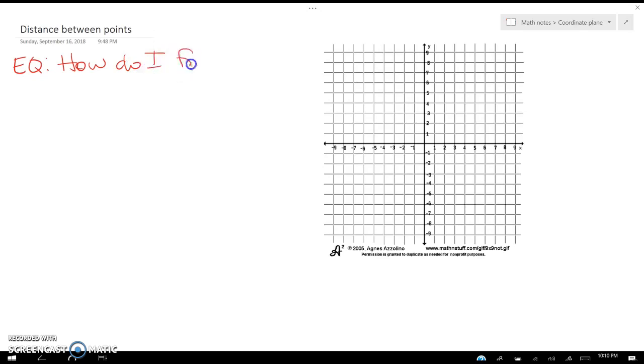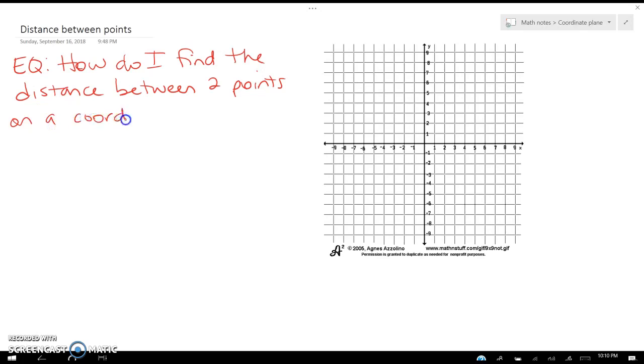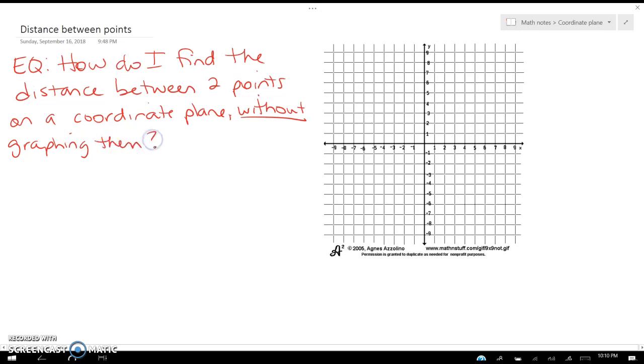How do I find the distance between 2 points on a coordinate plane without graphing it? Okay, so our goal is how to find the distance between 2 points on a coordinate plane without graphing them.